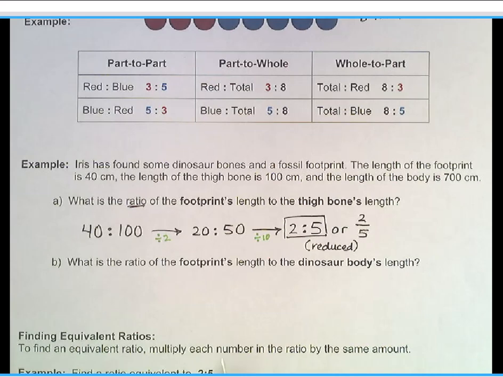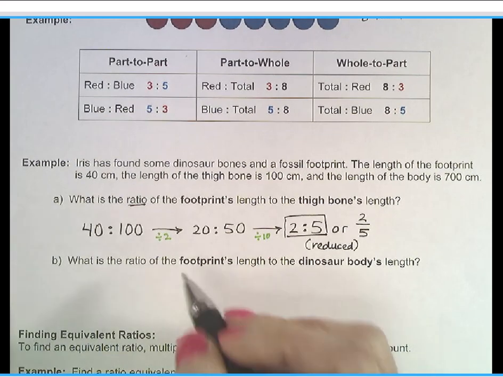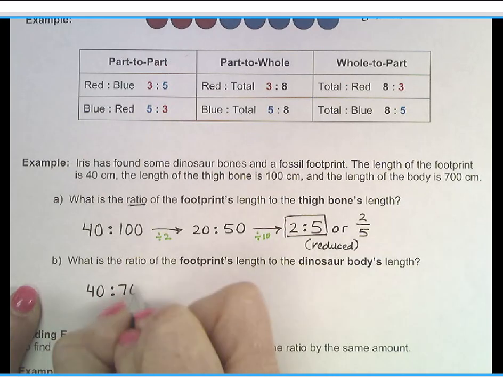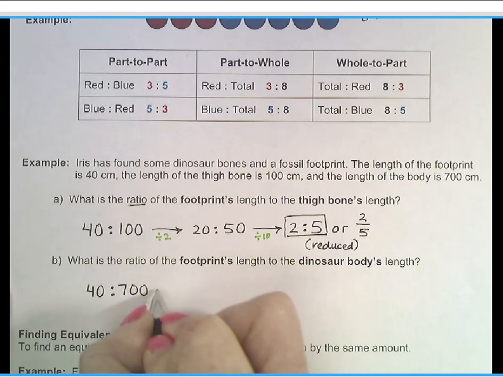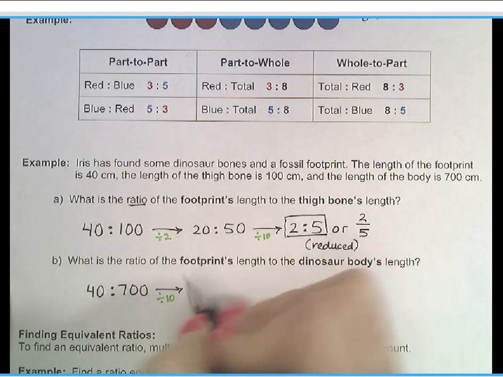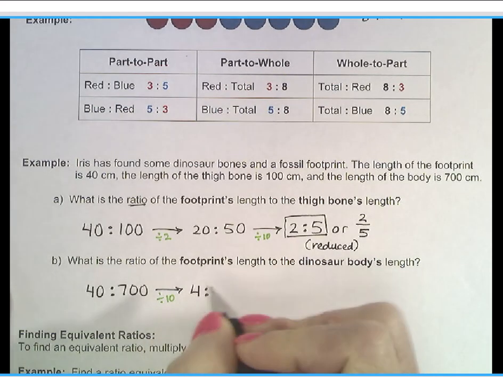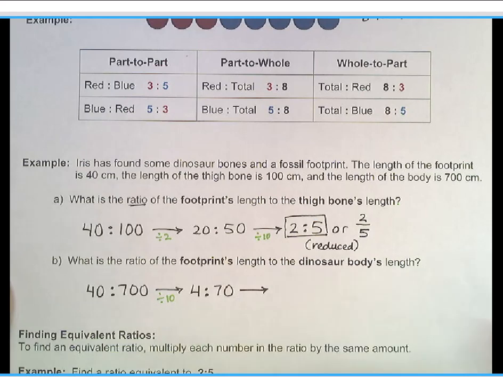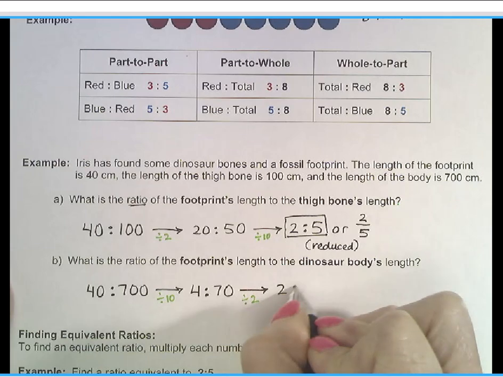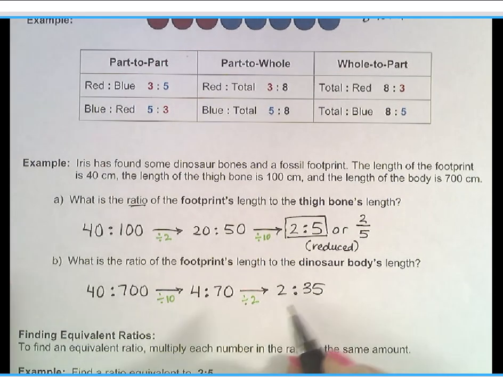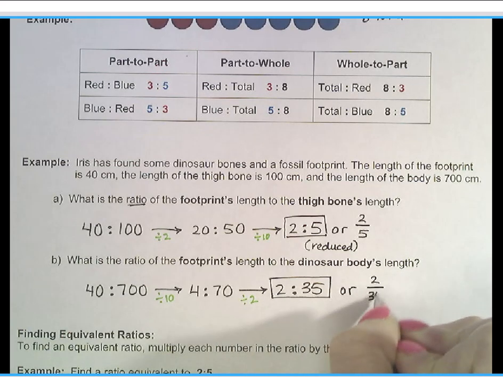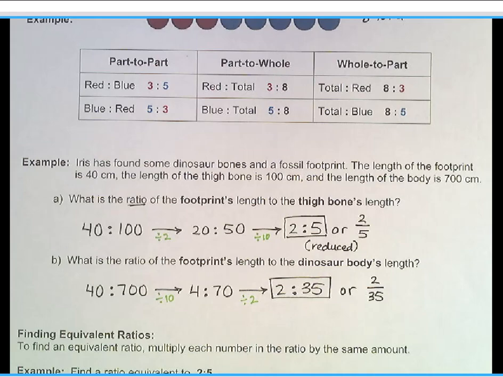What's the ratio of the footprint to the dinosaur's body? Well, the footprint was 40. The body length is 700. So 40 to 700. Let's divide those by 10. Going to reduce the numbers down. So that would be 4 to 70. And we could probably keep reducing, right? We could divide by 2. And that would be 2 to 35. That would be the reduced form. Or you could say, as a fraction, 2 over 35. Either one of those would be fine. Okay.